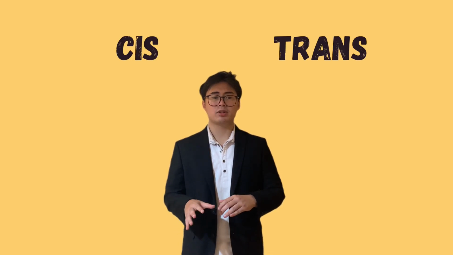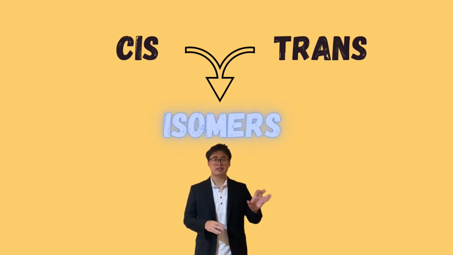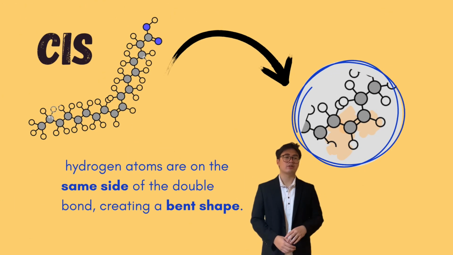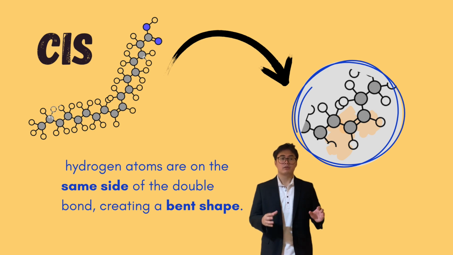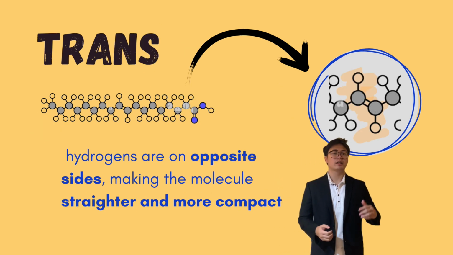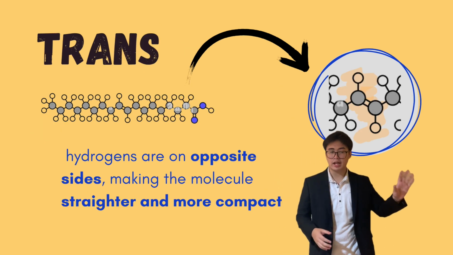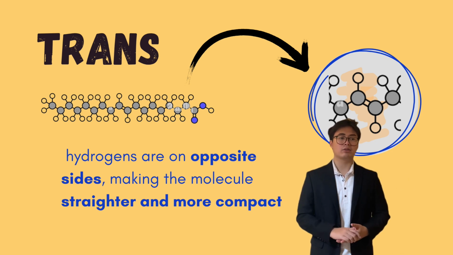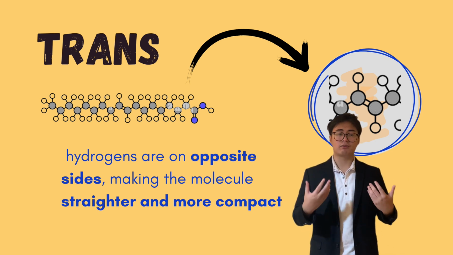Now let's quickly summarize what we've learned today. We talked about cis and trans fatty acids, which are types of geometric isomers. They have the same elements but different arrangements. In cis isomers, the hydrogen atoms are on the same side of the double bond, creating a bent shape. These are found in healthy foods like nuts, avocados, and plant oils. In trans isomers, however, the hydrogens are on opposite ends, making the molecule straighter and more compact. These are often found in processed foods and fried foods.